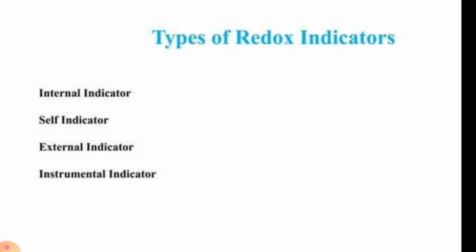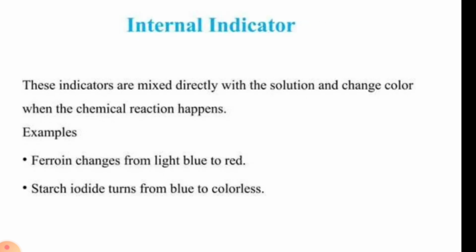In today's class, I discuss the types of redox indicator. There are four types of indicator: internal indicator, self indicator, external indicator, and instrumental indicator. First is the internal indicator. These indicators are mixed directly with the solution and change color when a chemical reaction happens. Examples are ferroin, which changes from light blue to red, and starch iodide, which turns from blue to colorless.